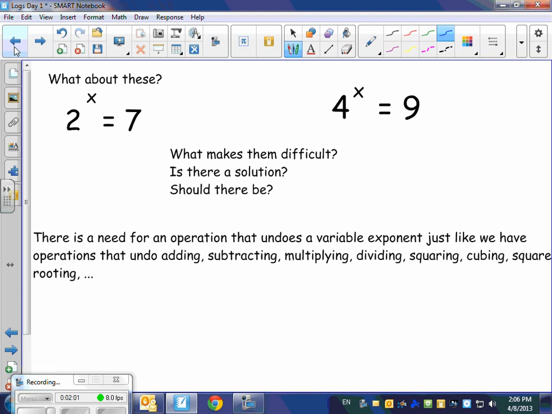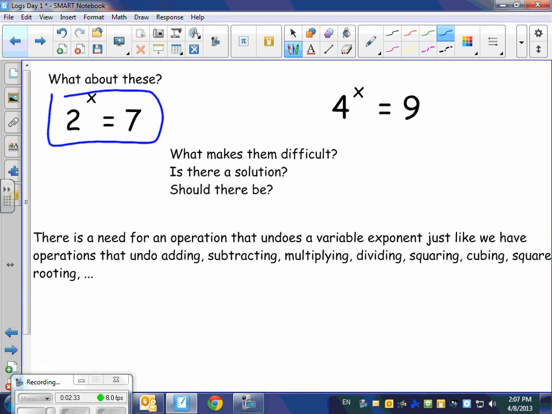We already kind of talked about this, but the point of today is there's a need for another operation. 2 to the x equals 7, 4 to the x equals 9. Now, we could kind of predict what type of number this could be. What type of number for x would solve something like that? Big numbers, small numbers? Is it going to be nice? Rational or irrational? Probably irrational. Do we have a range of values that x could fall into?